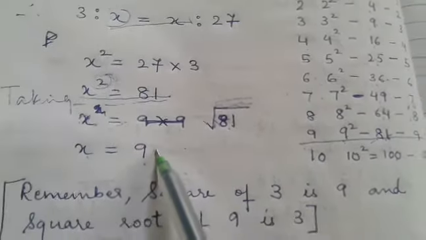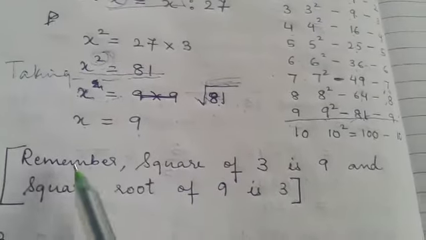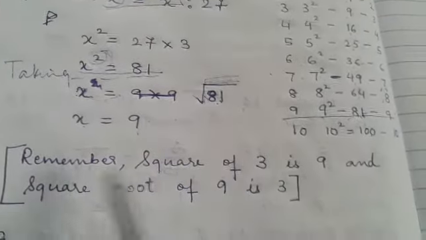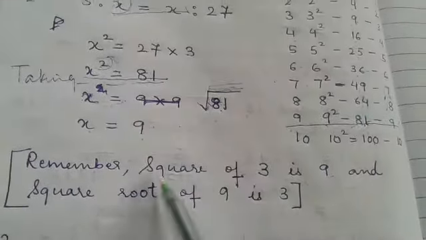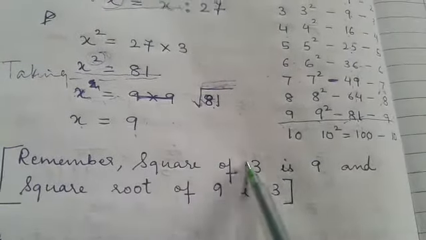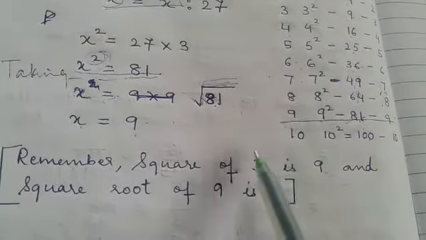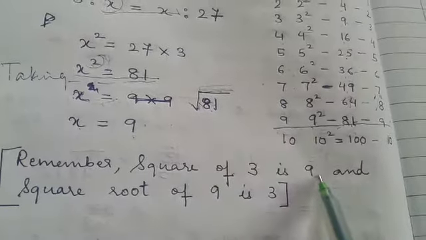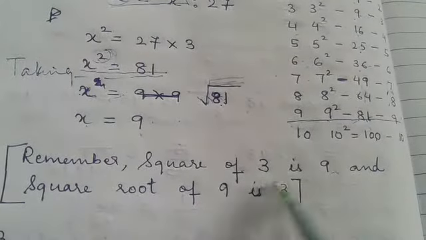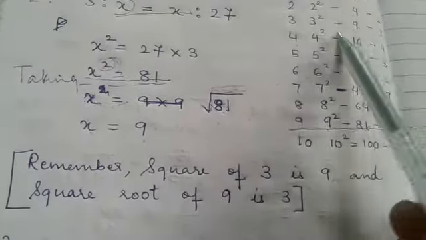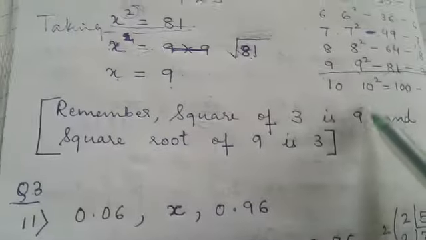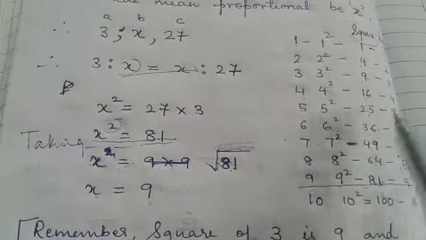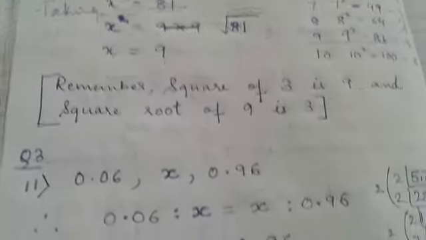So x is equal to 9. Remember, square of 3 is 9. This is just for your understanding which I have written, the way you have to read. Square of 3 is 9 because 3 3s are 9. Square of 4 is 16, 4 4s are 16. And square root of 9 is 3, which I have explained here. I hope you will understand this square root and square problem. Okay, so next question we'll see.